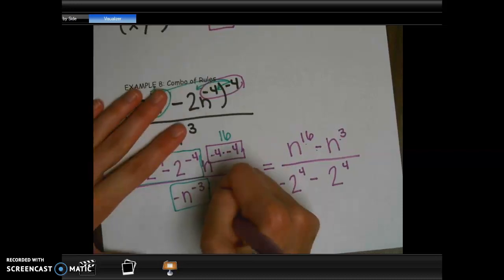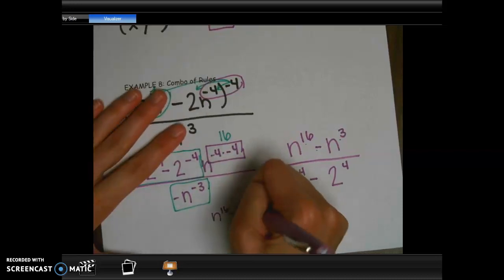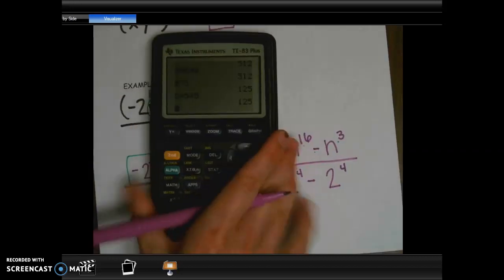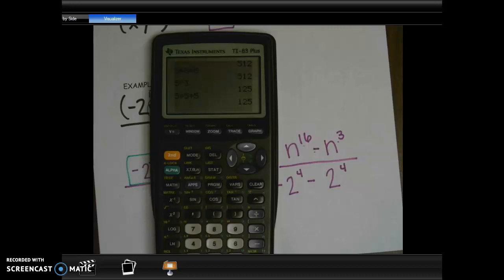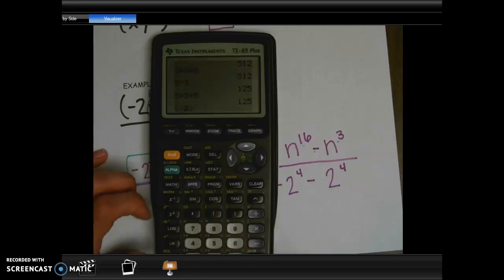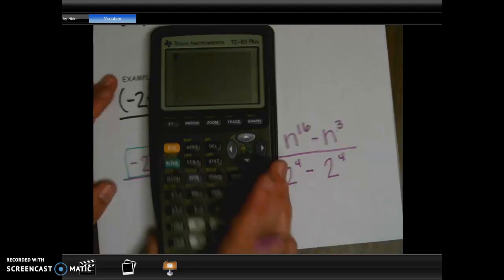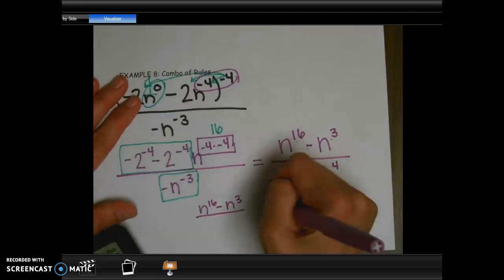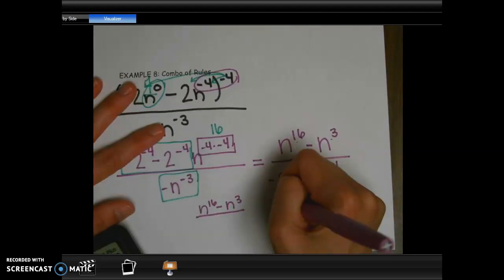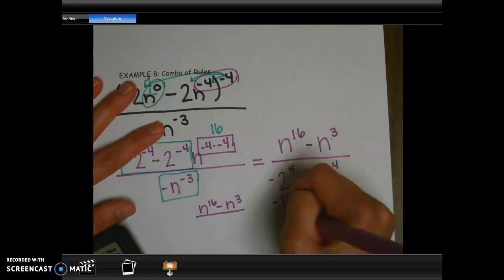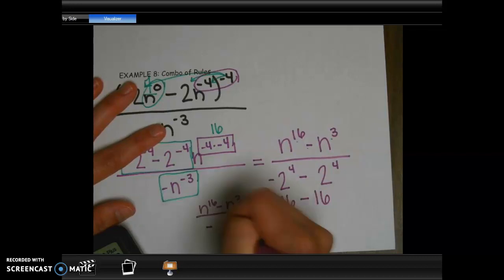So n to the 16th minus n to the 3rd on top, divided by, all right, now let's talk about this. Let's see what happens. So we have negative 2 to the 4th, actually, just leave the negative out. So 2 to the 4th is 16, minus 2 to the 4th, which is 16. Well, that gives us what? Negative 32.